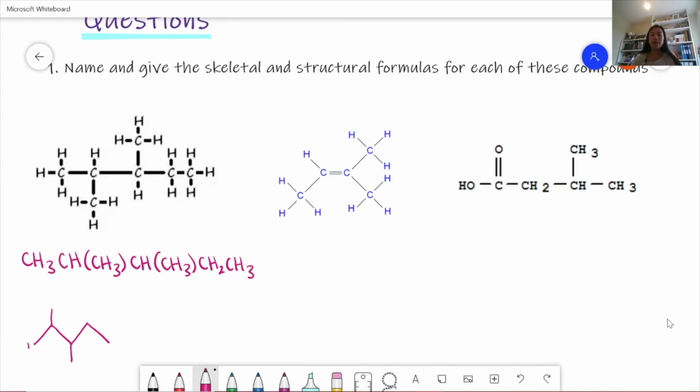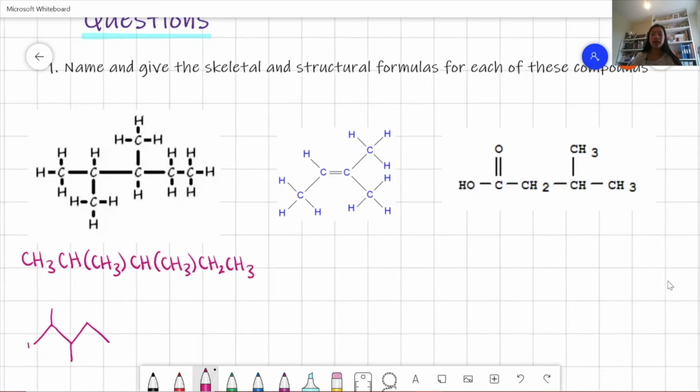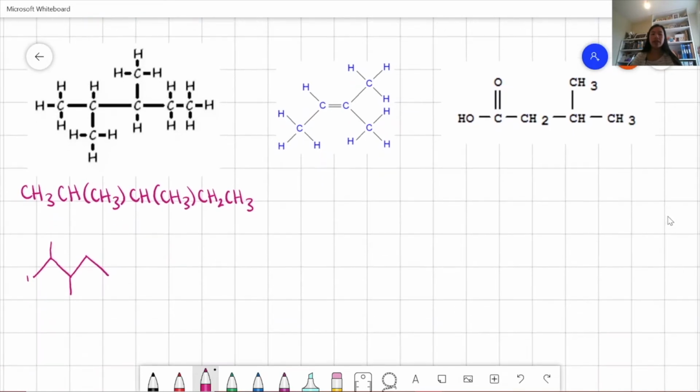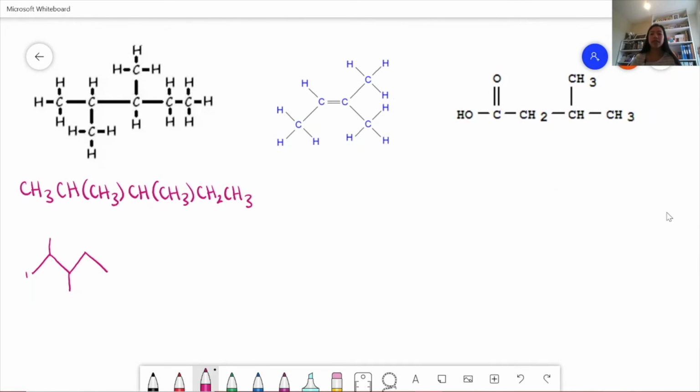And now we have to name it. First we look at the longest chain. The longest chain is made up of 5 carbons. It's this straight chain, and so it must be some kind of pentane. And then we number the carbons. We can either number them 1, 2, 3, 4, and 5, or we can number them 1, 2, 3, 4, and 5 from the other end. And now we need to remember that the branch chains need to have the lowest numbers.